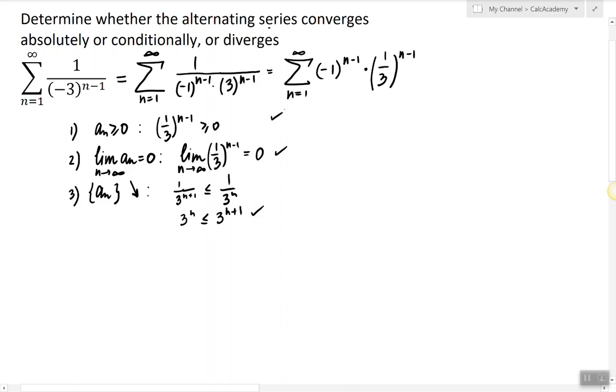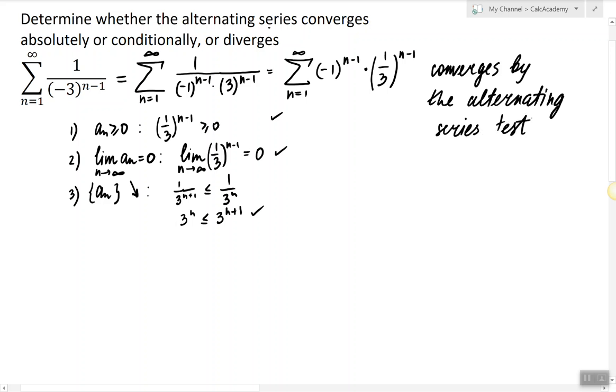So all three conditions are verified. That means by the alternating series test, this series converges. So we just have to write converges by the alternating series test.